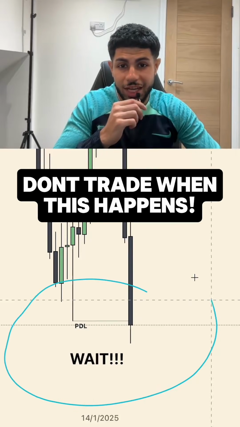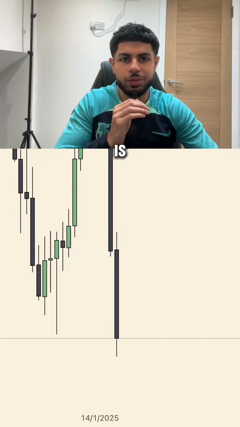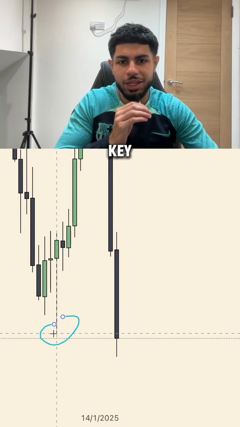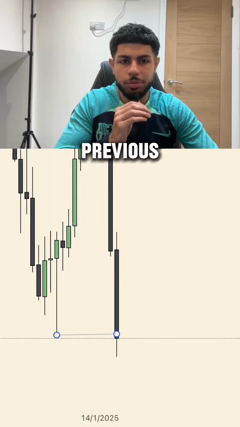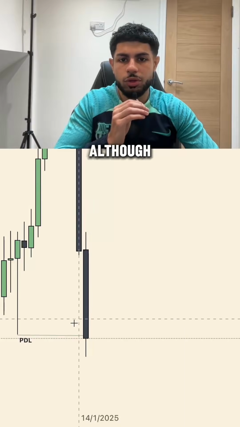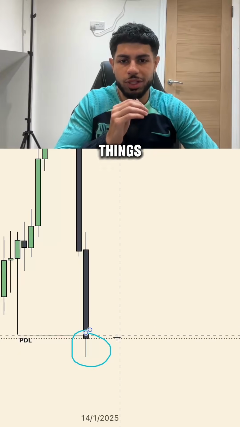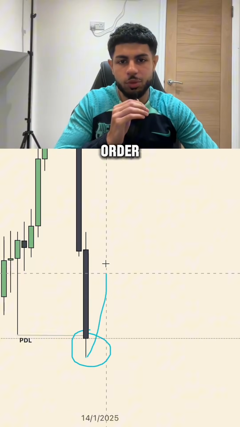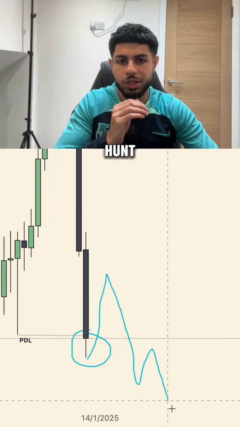If you see this happen, don't take a trade. See, the only time I won't take a trade is when we sweep a very key area. Key areas for me are normally the previous day low and the previous day high. So although we are in a downtrend, now we swept this previous day low, price can do one of two things. It can use this as a liquidity sweep in order to reverse all the way back up, or price will simply continue lower to hunt more liquidity.